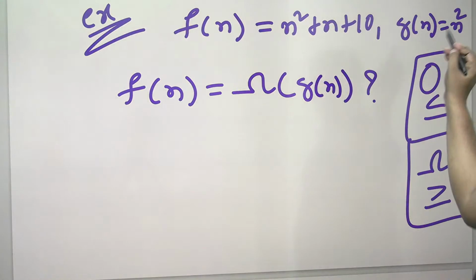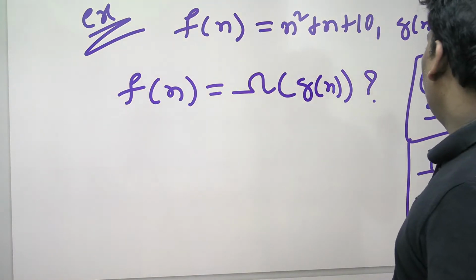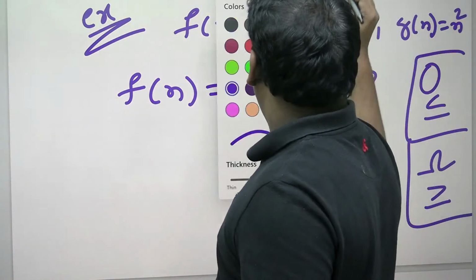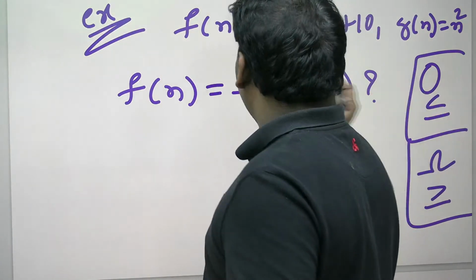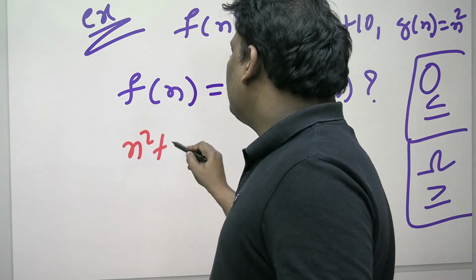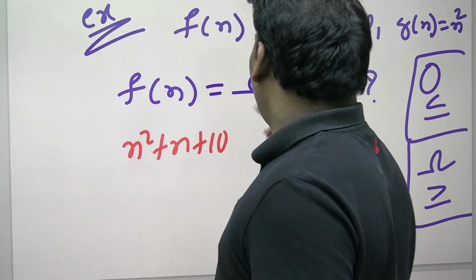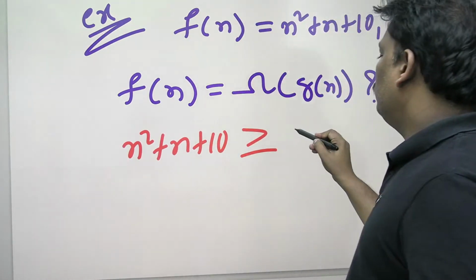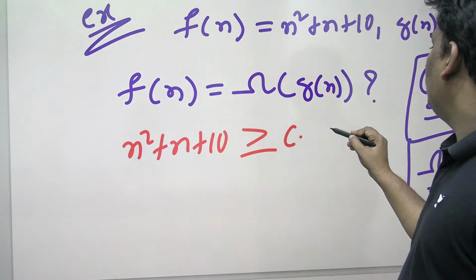Between these two functions, I want to prove omega. Let's see how I will try. See this one. What is f(n)? n square plus n plus 10. Omega means greater than or equal to some c into g(n). What is g(n)? n square.